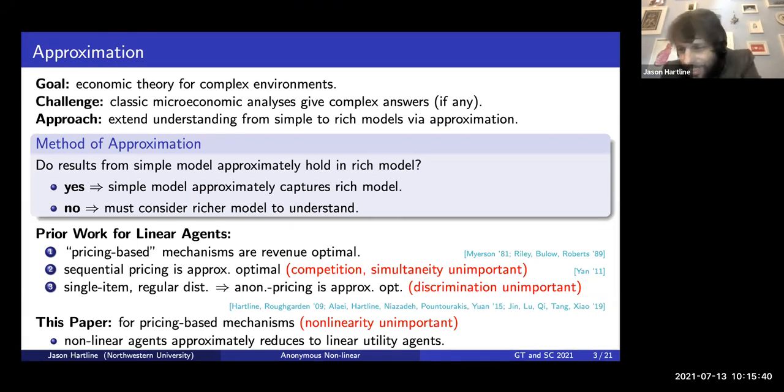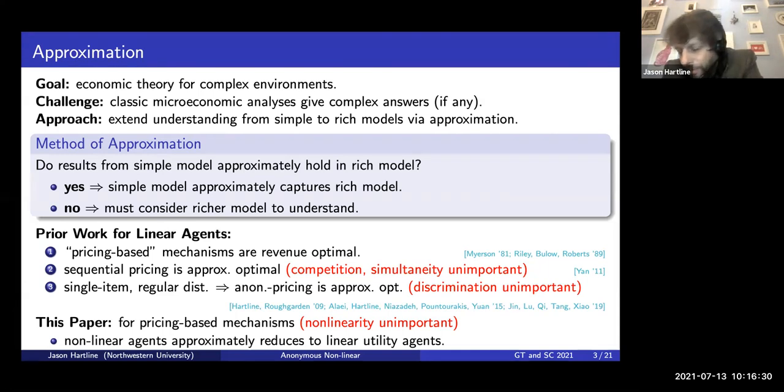This is really quite helpful because nonlinearity, as we'll see shortly, is one of those areas of mechanism design where optimal mechanisms are really not understood by economic theory. This is the challenging environment I mentioned in my second line on the slide, that microeconomic analysis gives complex answers, if any. Here mostly you don't get any answer for nonlinear mechanism design. And yet we're saying that essentially nonlinearity is a detail. We learn enough about what makes mechanisms good just by studying linear agents.